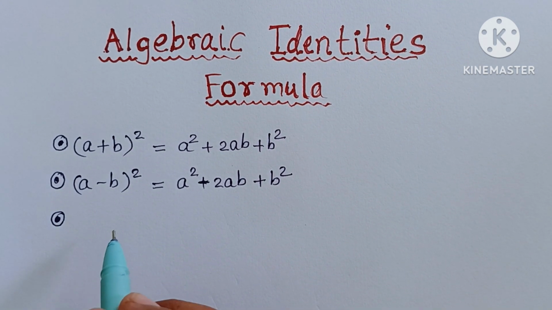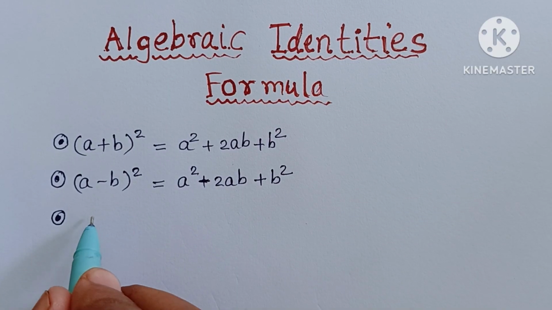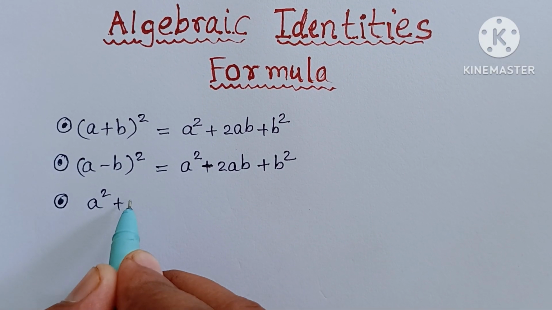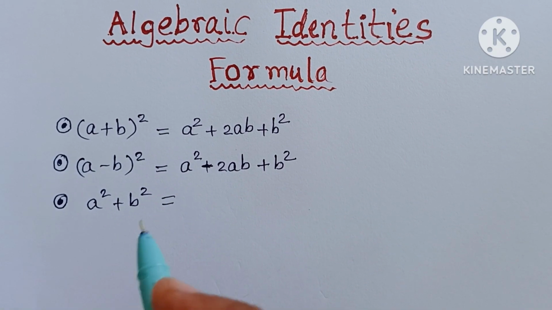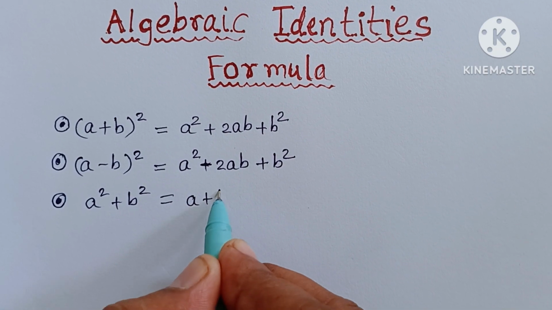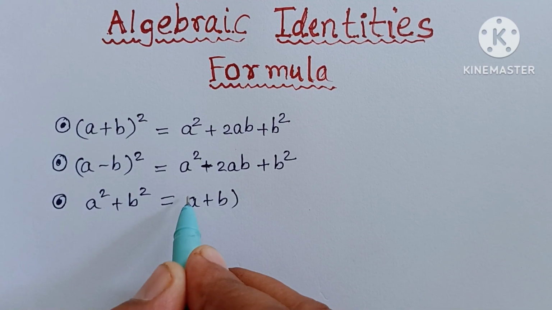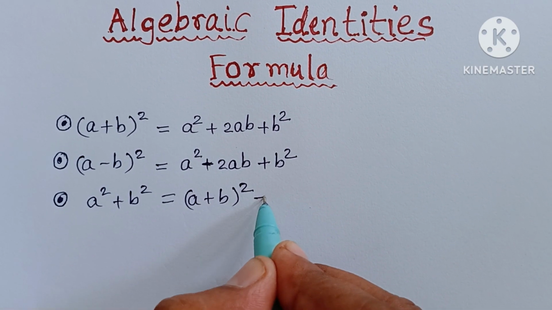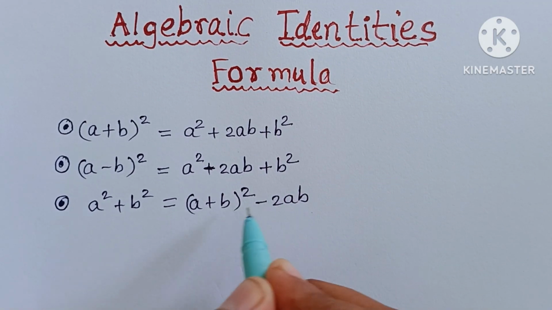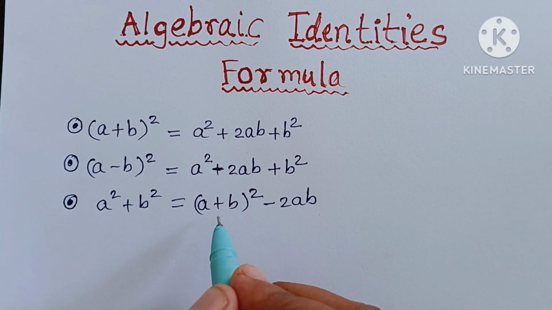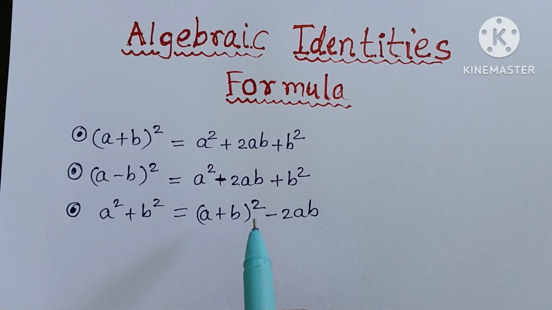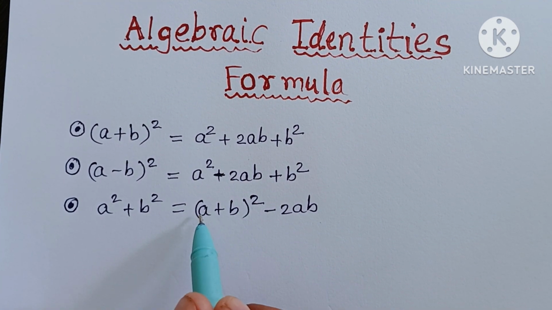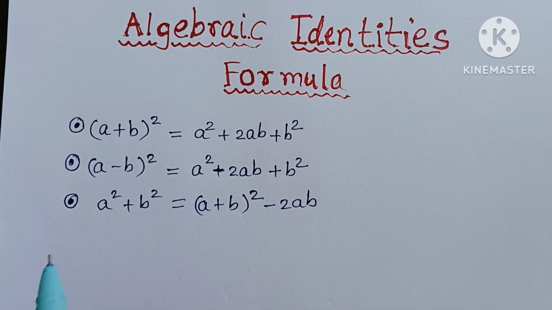Now we will see the third identity, that is a square plus b square equals (a plus b) whole square minus 2ab. After expansion of this identity, the 2ab and minus 2ab will be cancelled, and only a square plus b square remains.